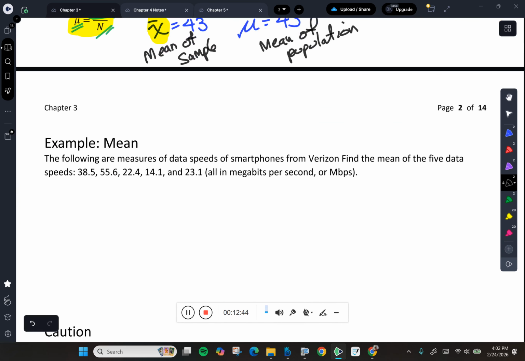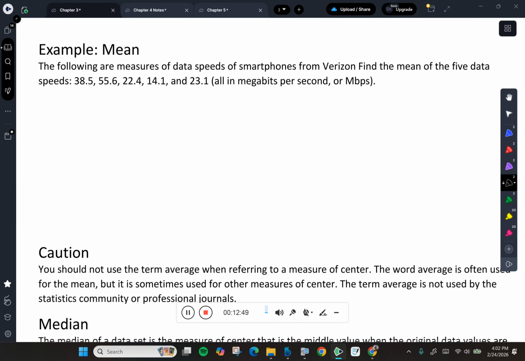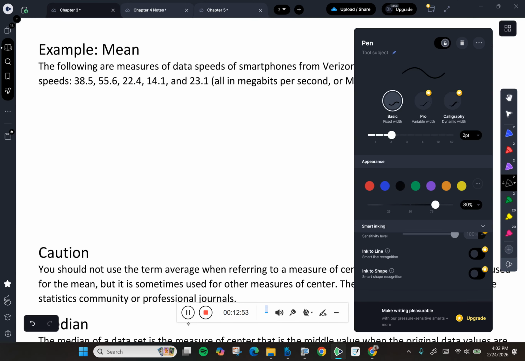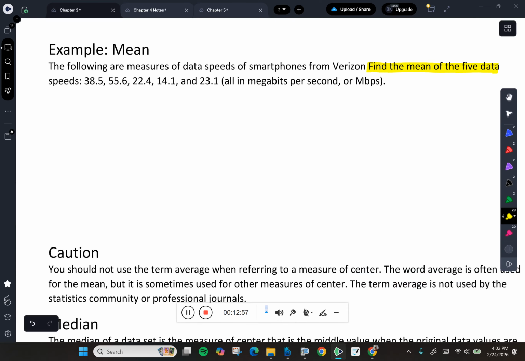All right, so here's our first example. We're going to take a look at this one. I have the following measures of data speeds for smartphones from Verizon. I want to find the mean of the 5 data speeds. Now I'll show you 2 ways to do it. First off, we'll do it by hand.